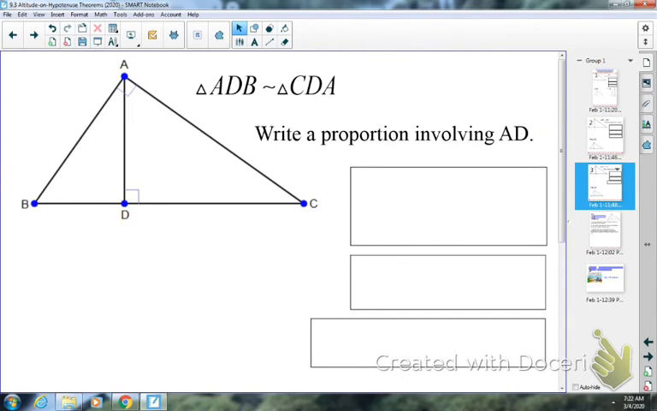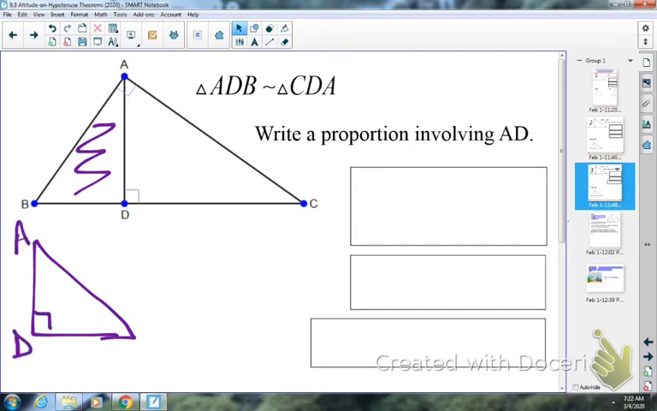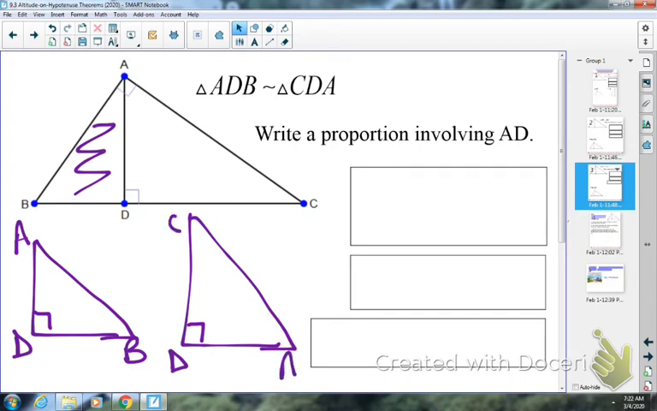And then the last one, instead of looking at the big one similar to one of the two smaller ones, we can also say that the two smaller ones are similar. So it says triangle ADB. ADB is this little one on the left. Let's just do ADB like this, and that is going to be similar to the one on the right. My right angle here is at D, so this would be CDA.